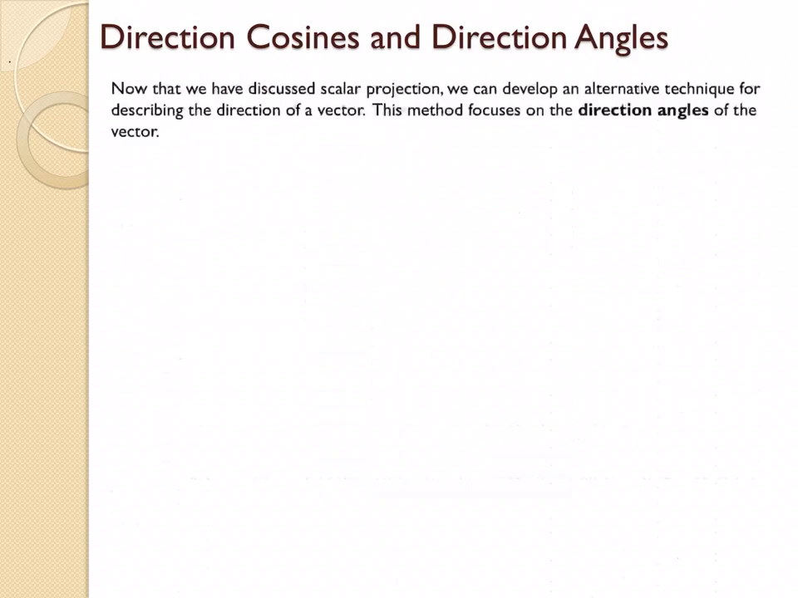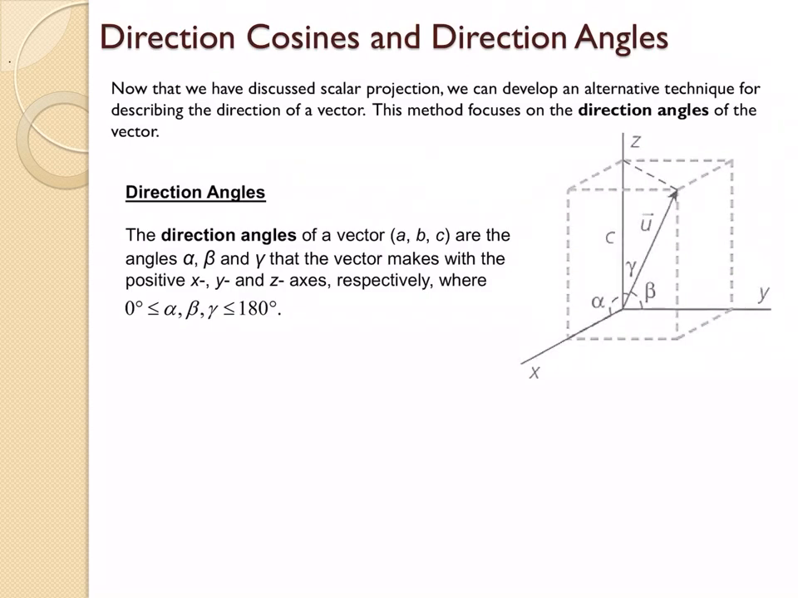Okay, now some things on direction cosines and direction angles. Now that we've discussed scalar projection, we can develop an alternate technique for describing the direction of a vector. This method focuses on the direction angles of the vector. So this diagram is not bad. It sort of helps to see what we're trying to find here. We've got some vector u sticking out in space like that, and what we want to find is the angles between that vector and each axis.